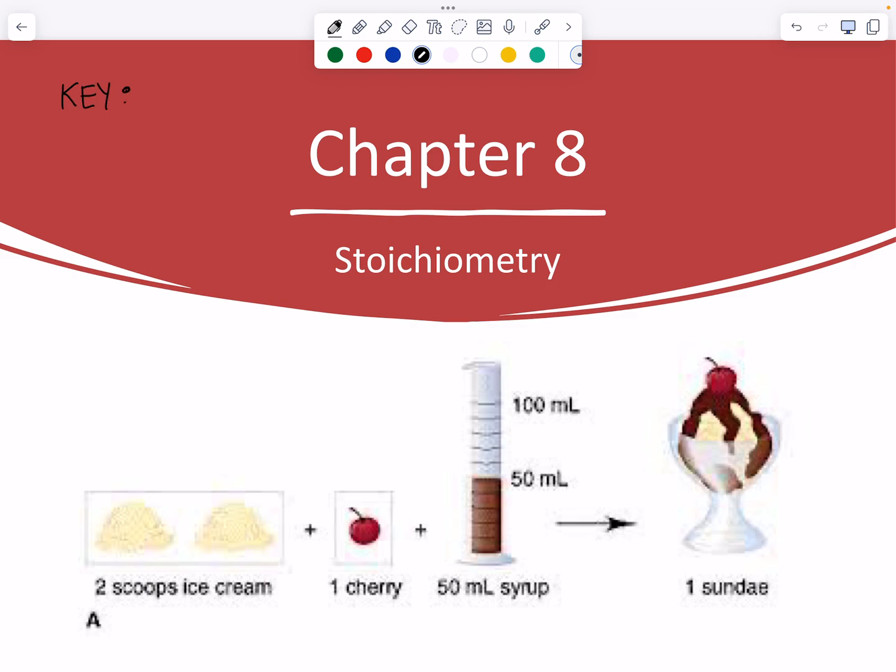So the key is think of all molecules as tiny objects, and we're going to be counting objects. We're going to be figuring out how to count tiny objects. So this is the art of counting molecules. We give it a nice fancy name because we're chemists and we want to impress people with how smart we are, so we call it stoichiometry. That's not why we do it.